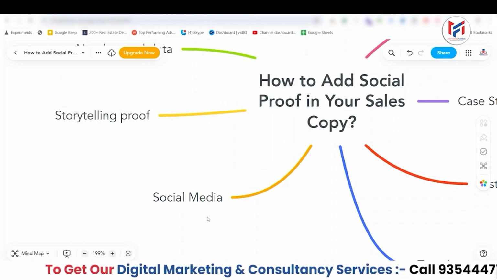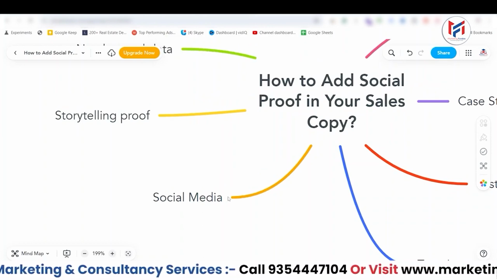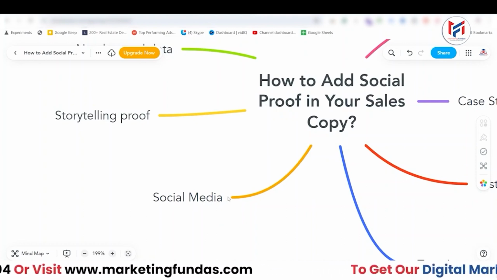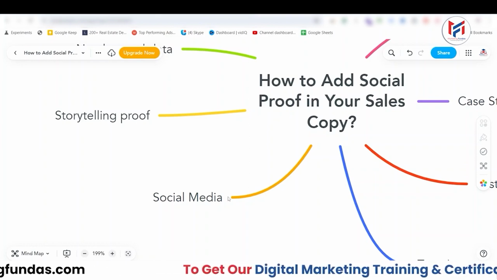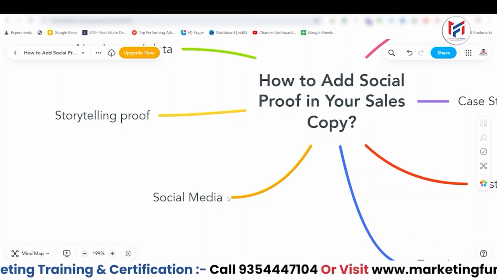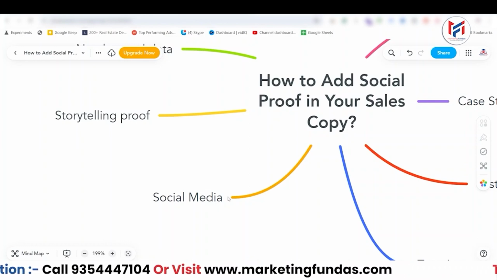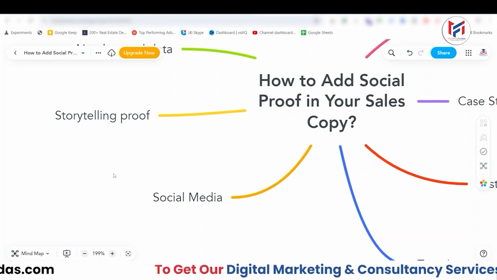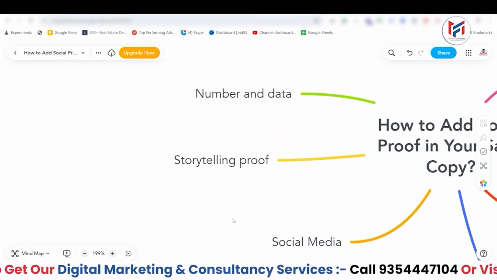Basically, you can add different social media icons and links on your sales copy, so that when they click on those icons, they can land on your profile directly and check it out. This is how you add social media as a social proof in your sales copy, right? Then we do have storytelling.